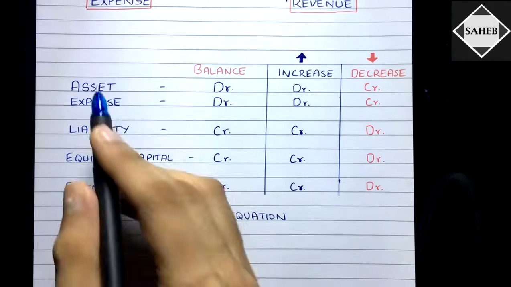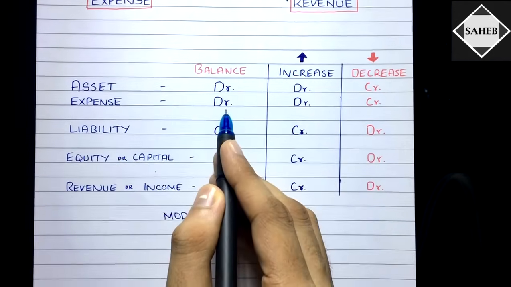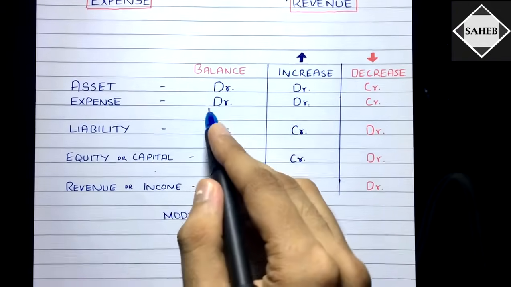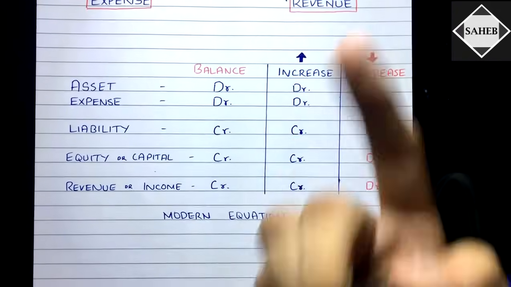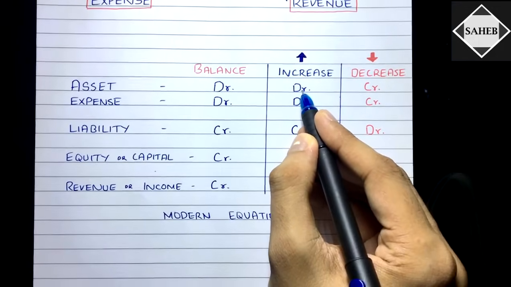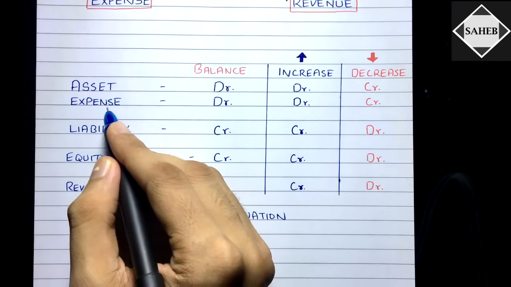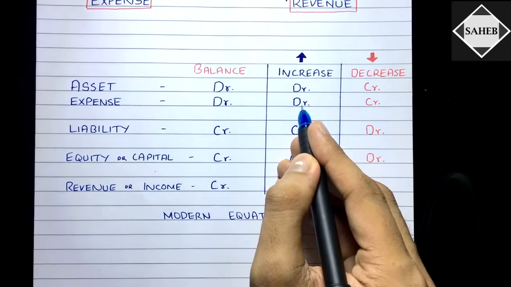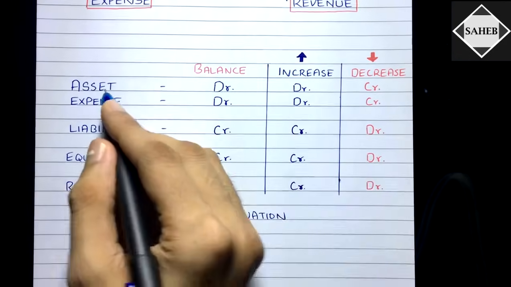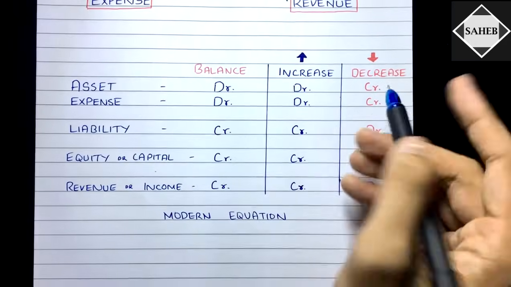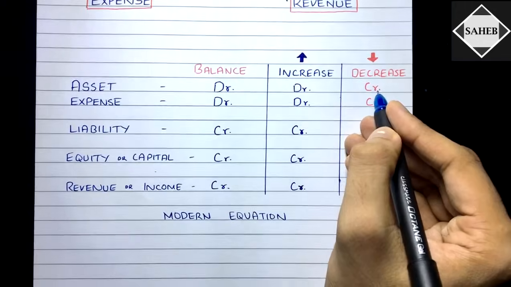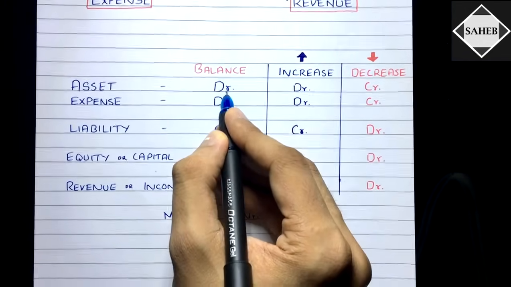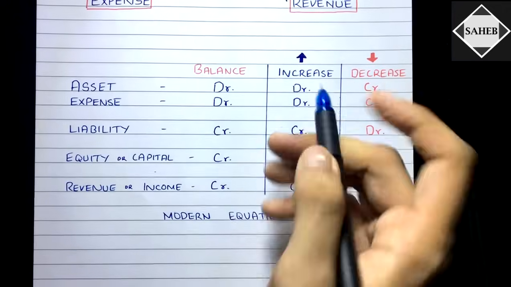Period. Asset always has a debit balance, expense always has a debit balance. It's just a rule. So they always have debit balance, these two things. Whenever an asset increases or you want to increase the asset, then you have to debit the asset. Or when you want to increase the expense, or expenses have been incurred, then you have to debit that. And whenever you want to decrease any asset, let's say you have sold off the asset or the value of the asset is decreasing, then you have to credit the asset.